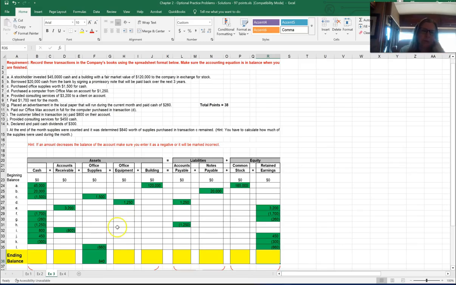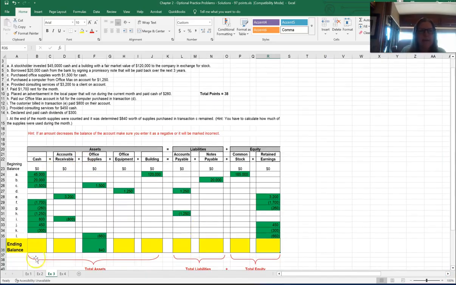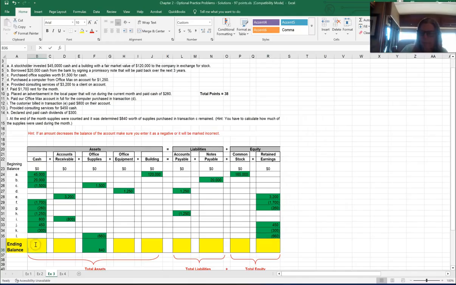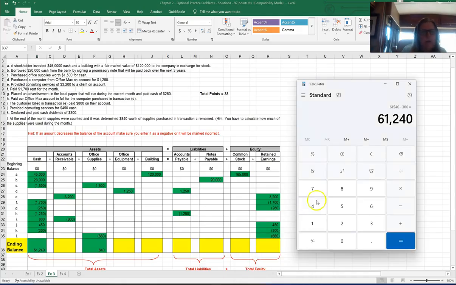Okay, so now all of the transactions have been recorded. The next step in this problem would be to just add and subtract all the numbers and come up with your ending balances in all the accounts. So for cash, we have $45,000 plus the $20,000 minus the $1,500 minus $1,700 minus $260 minus $1,250 plus $800 plus $450 minus $300. Let's see if I did my math right. $61,240. Yep.